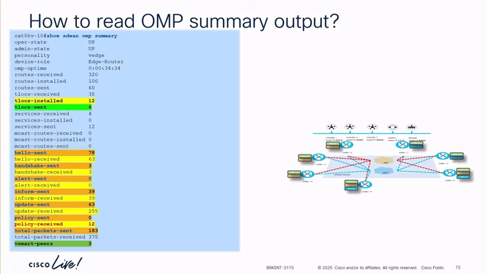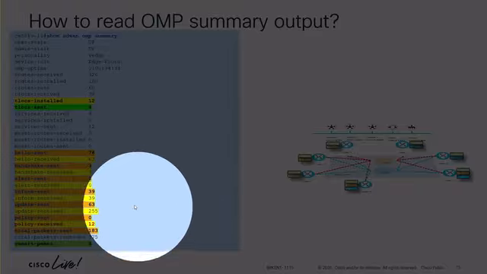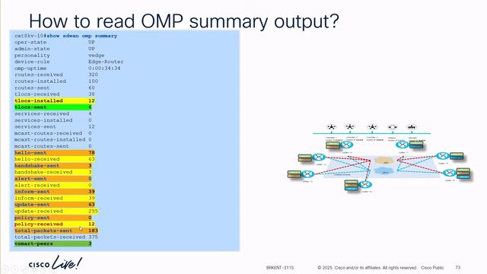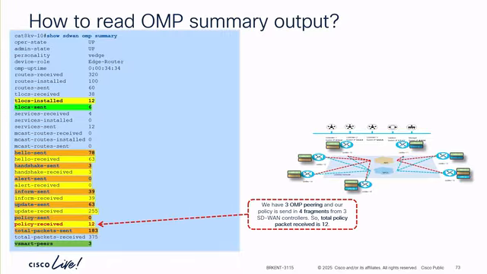Now I would like to ask one question. For example, can someone tell me why this policy received packet count is 12? Because in the previous log output, we can see that we sent 4 fragments. So why is it 12? Yes, correct. Because we have 3 OMP peerings, so 4 fragments will come from the 3 different peers also. That's why 4 multiplied by 3 is 12, so the total packets received is 12.